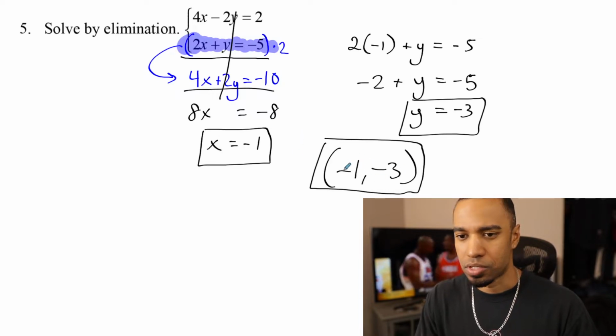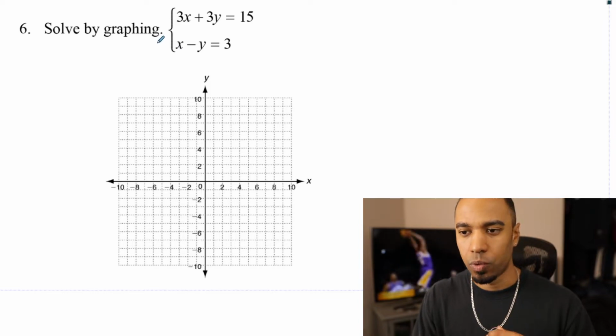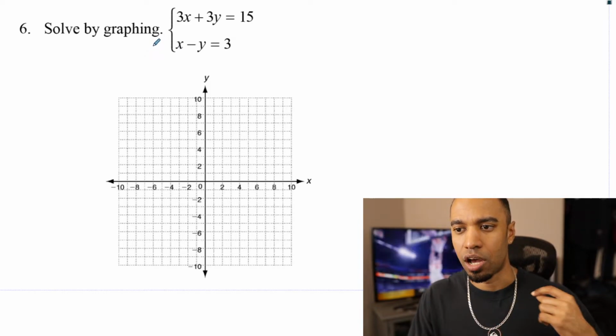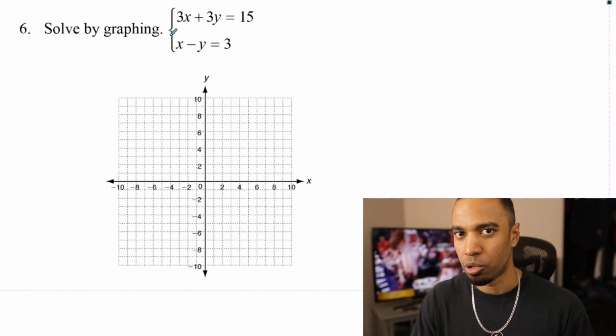Anyway, final answer for this one's negative 1, negative 3. Let's move on. Number 6, solve by graphing. Like I said, this would pop up again. This is a good time for me to solve using the standard form, finding the intercepts, as I didn't last time. I used only slope-intercept form.